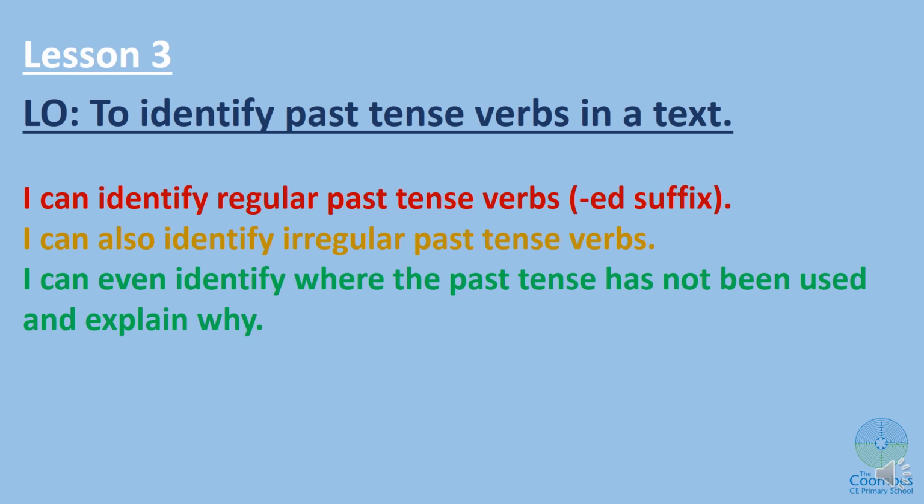To be successful in today's lesson, you need to be able to identify past tense verbs in a text. The first one is I can identify regular past tense verbs, and they're the ones that end with the ed suffix. I can also identify irregular past tense verbs. They do not follow the same spelling rule. And I can even identify where the past tense has not been used in the text and explain why.